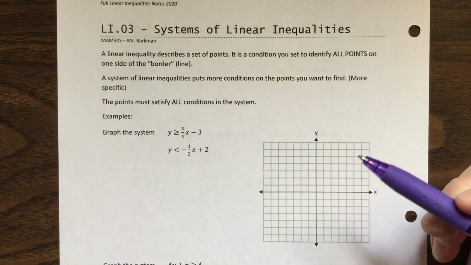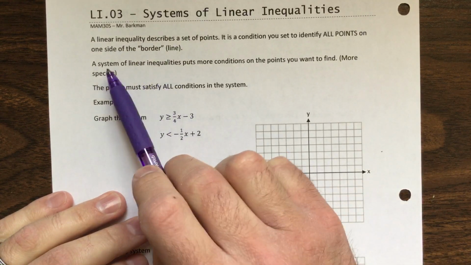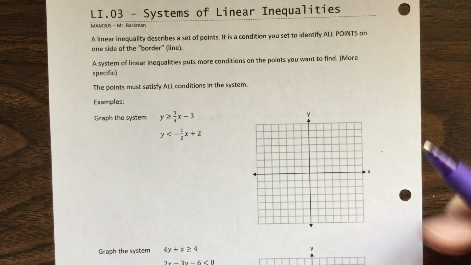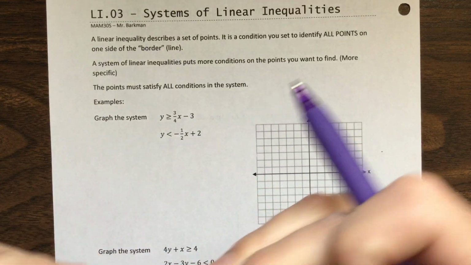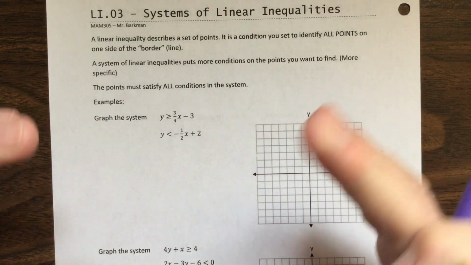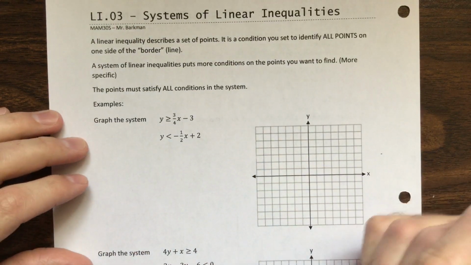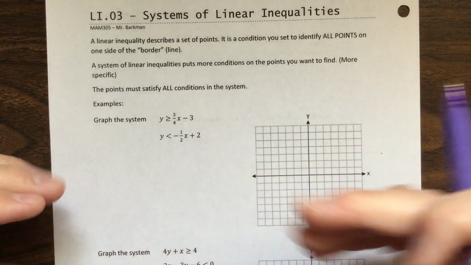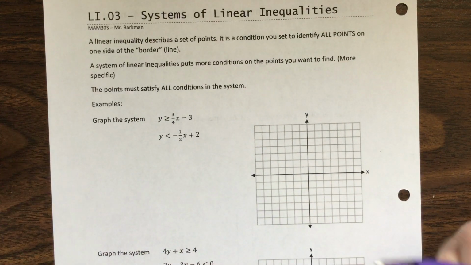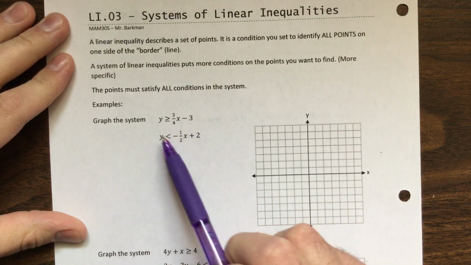Now, a system of linear inequalities puts more conditions on the points that you want. So a system is going to have more requirements to it. Usually one requirement is an inequality, a second requirement is another inequality, and where they meet, or where they both are included, that's going to be our answer to the system. Now, all points must satisfy the system, and we'll go through how we do that. So let's graph this system right here.